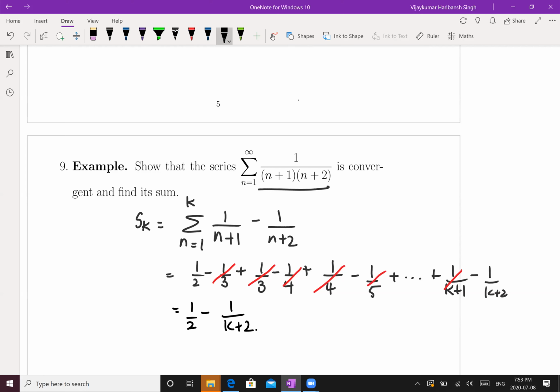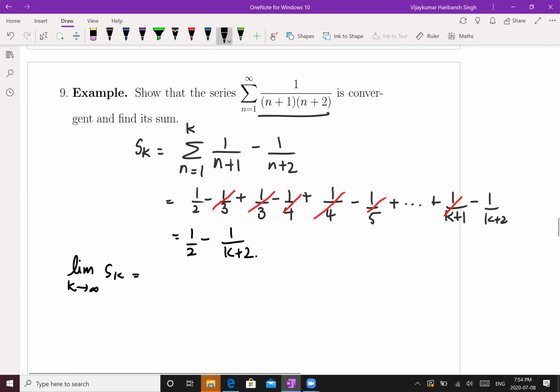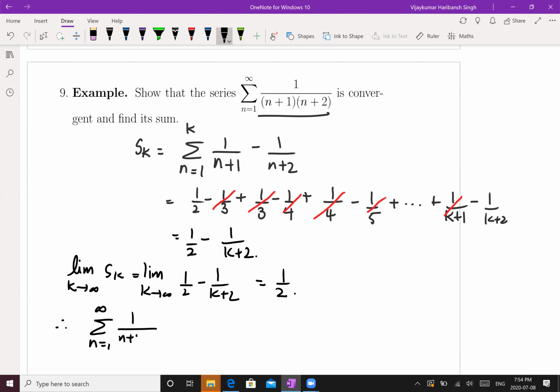So the limit as k goes to infinity of S_k is the limit as k goes to infinity of half minus 1 upon k plus 2. And as k goes to infinity, this goes to 0, right? So we have this equal to half. So therefore, summation n equals 1 to infinity of 1 upon (n+1)(n+2) equals half. Such a series is called a telescoping series.